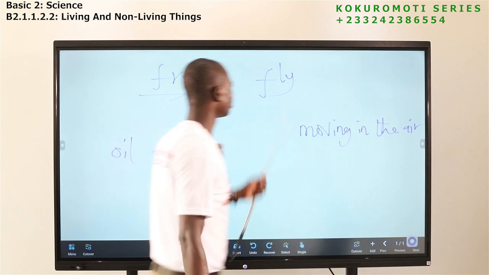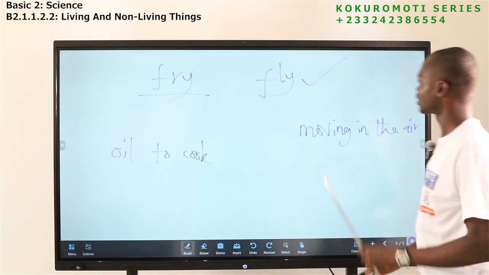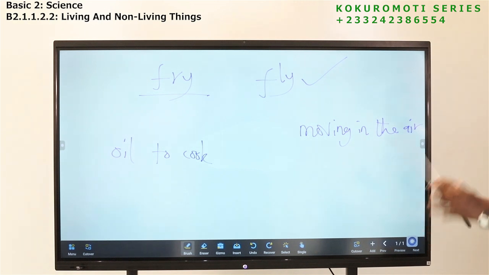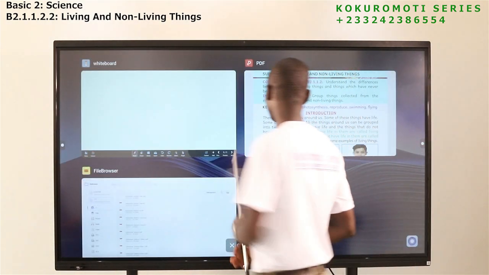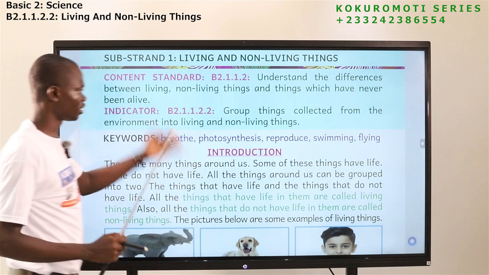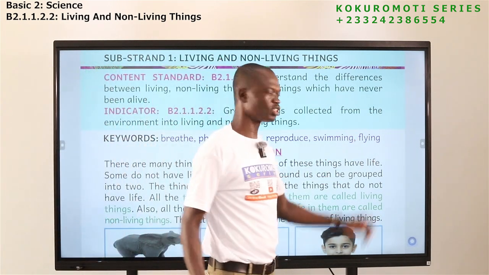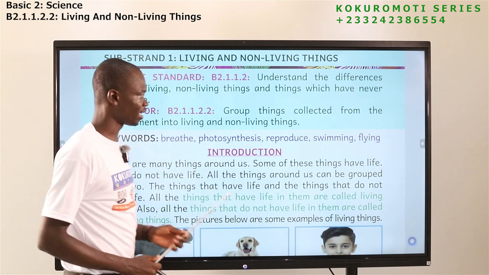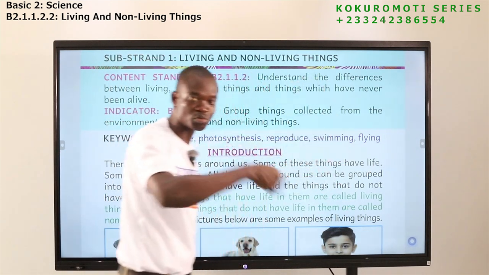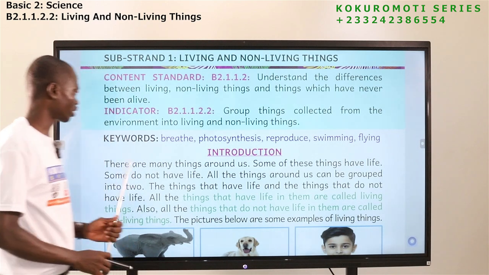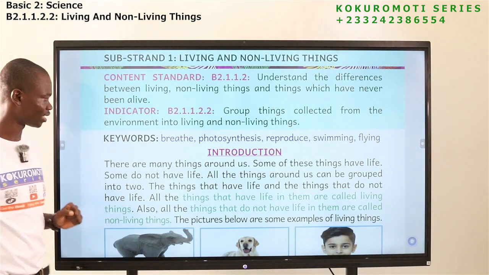And this one, to fly, is moving in the air. Look at the difference. To fly means to move in the air. I just wanted to give you the meaning of the two words so that anytime you see them, you'll not be confused. This one has L, and the cooking one has R. These are the keywords that we will see in the lesson.